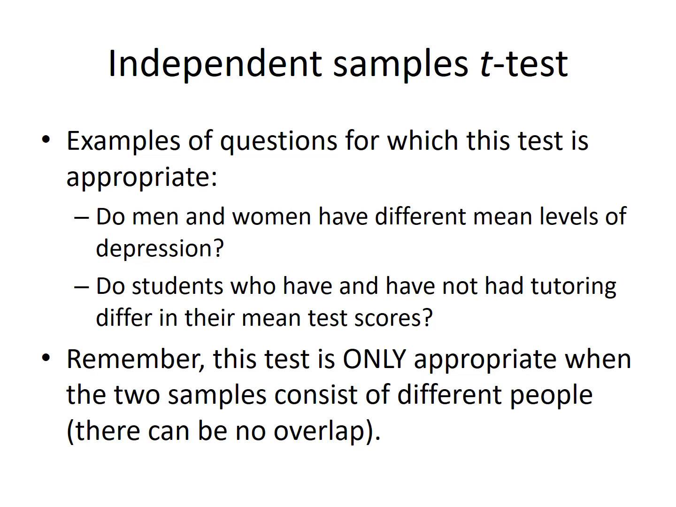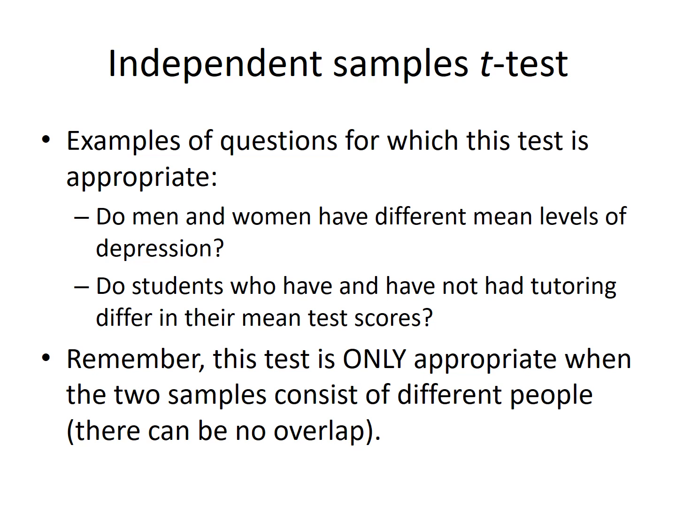Do men and women have different mean levels of depression? Here we're assuming a gender binary, so assuming that everyone in our sample either identifies as male or female, or as a man or a woman, we would have two different groups of persons with no overlap. Each of these groups would have to be measured the same way quantitatively on a scale of depression.